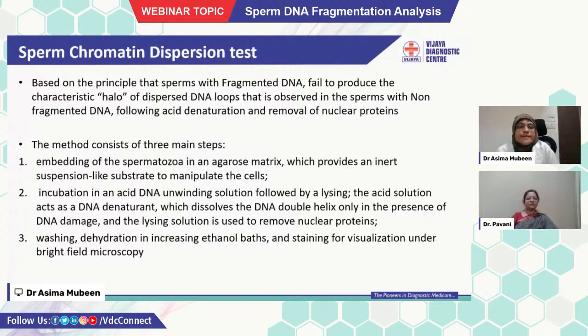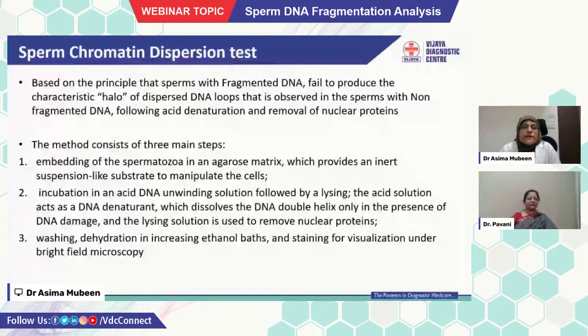It has three main steps: embedding of the spermatozoa in an agarose matrix. This we do to manipulate the cells. The second step will be the incubation in an acid unwinding solution, followed by a lysing agent. The acid solution acts as a DNA denaturant which dissolves the DNA double helix only in the presence of DNA damage, and the lysing solution is used to remove the nuclear proteins.